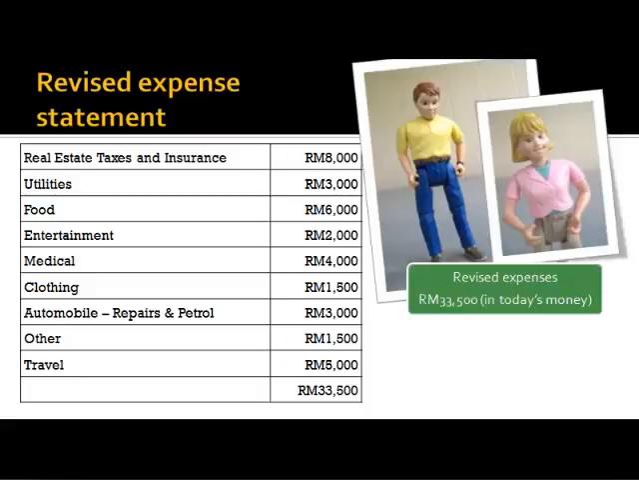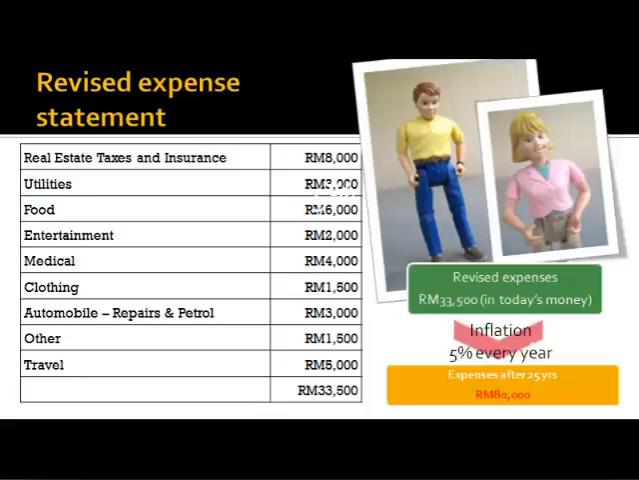Okay. So let's factor in the inflation. So now here we factor in the inflation at 5% a year for the next 25 years. So then every 5 years, all the expenses will be increased by 5%. With this factor, we'll see that they will need an unbelievable 80,000 ringgit a year. So to do what they can do now this year for 33,500 ringgit a year, after 25 years with the effect of inflation, he will need 80,000 ringgit to do the same things that he is able to do now.